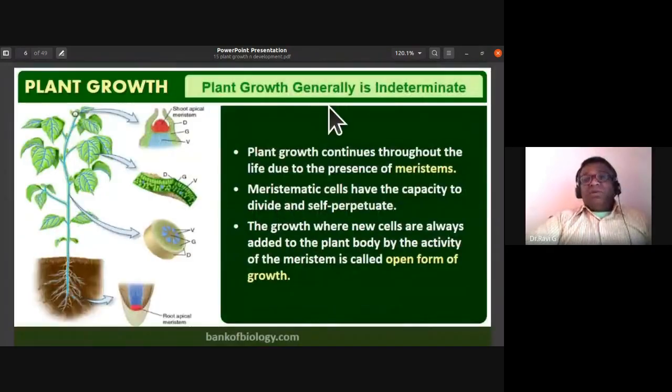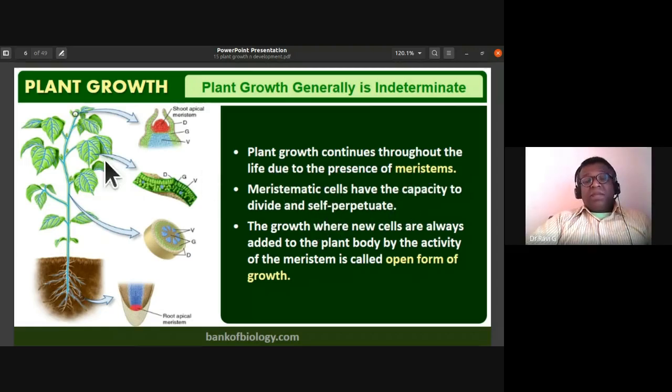See, plant growth generally is indeterminate. So they go on growing throughout their lifetime. It is indefinite. So plant growth continues throughout the life due to the presence of meristems. So the shoot apical meristem, then you have this root apical meristem, then intercalary meristem, lateral meristems. So the plant growth continues throughout its life due to the presence of meristems.